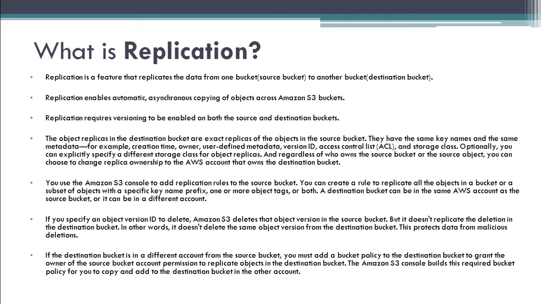So if you are using the S3 console to set rules, this policy will get created automatically for you. But if you are setting this replication rule with the AWS SDK or with the help of the CLI, you must explicitly create this bucket policy to give the destination bucket permission to replicate your objects from the source bucket.